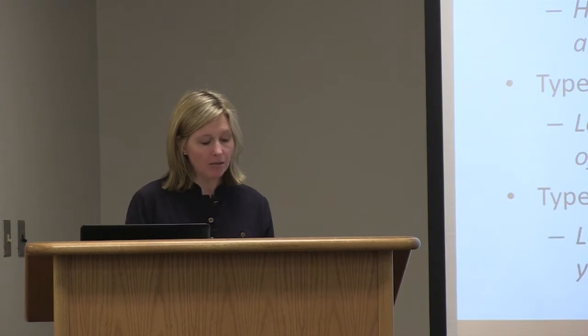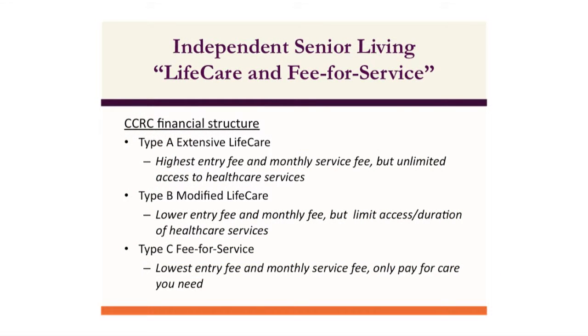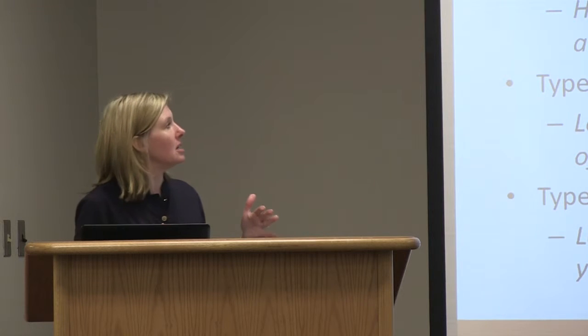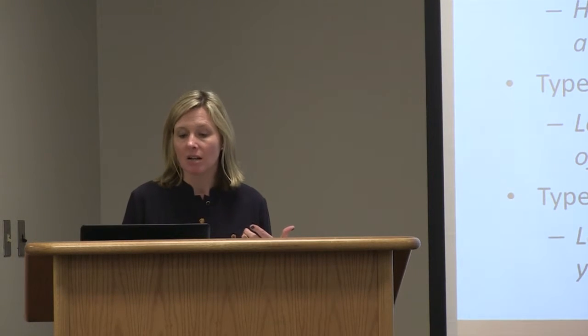If you're talking about life care and fee-for-service, there are two different financial structures for continuing care retirement communities. There is life care, and then there's fee-for-service, and we do have a B option. And these types, when we're talking about type A, type B, type C, that's the contract type. That's the contract that you enter into, you as an individual and McLean as the entity. And it's important to understand the difference because it's a financial distinction.